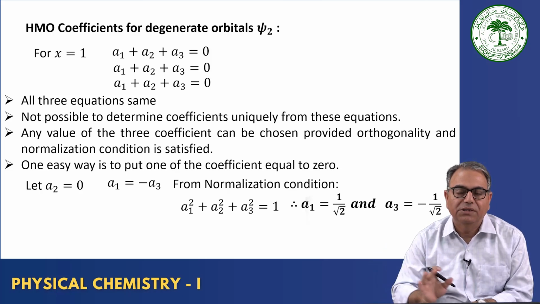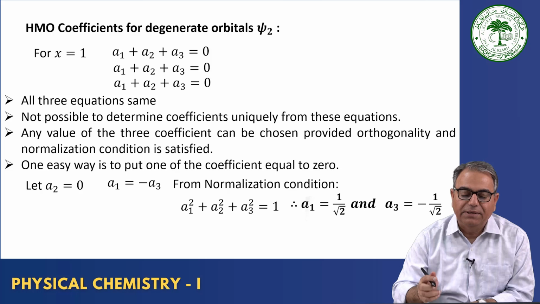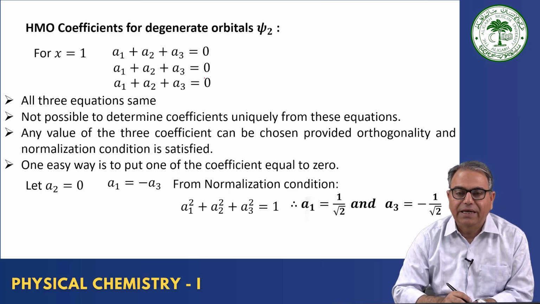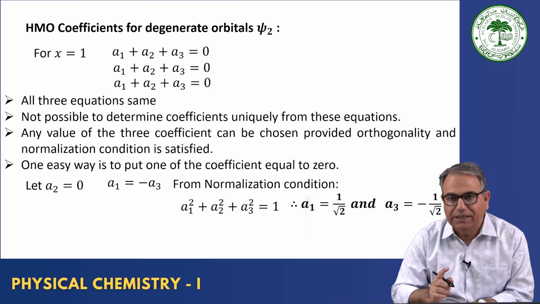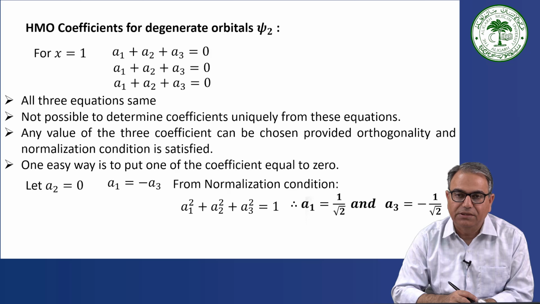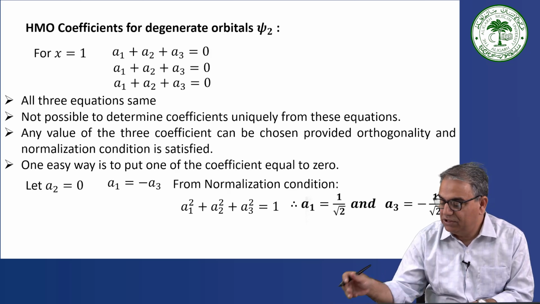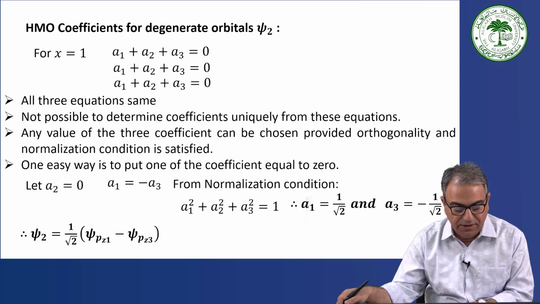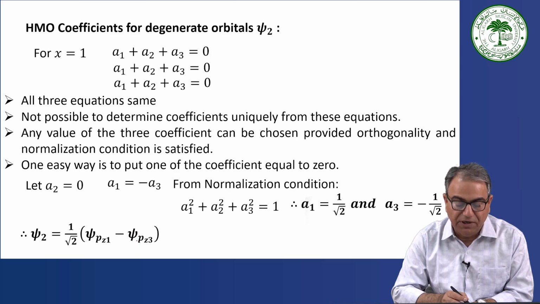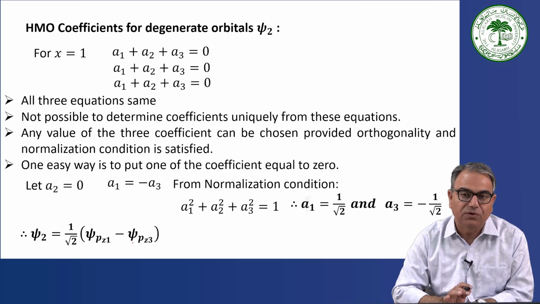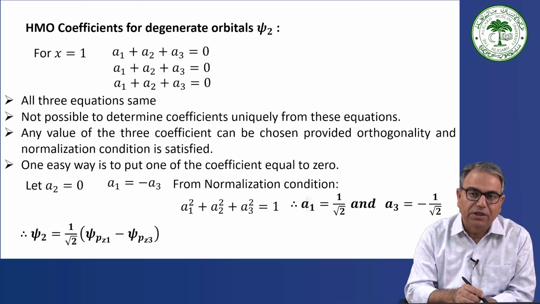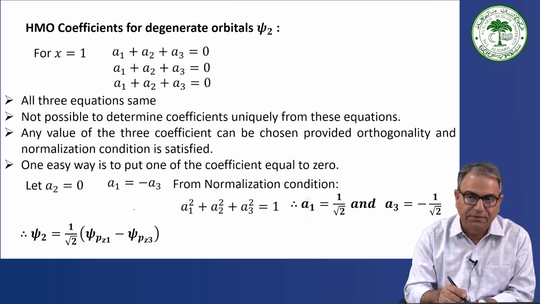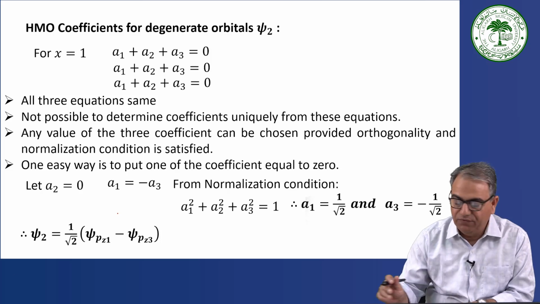We put a2 equal to 0 arbitrarily, because we have the simultaneous equations which are same, and in that case you have to choose one of the coefficients arbitrarily. But the condition is that the wave functions should fulfill the condition of orthogonality and normalization. So if you put this value, your wave function psi 2 will be 1 by root 2 pz1 minus pz3. For pz2 I have put the coefficient equal to 0, so here in this case the second pz function doesn't appear, only 1 and 3 appear.